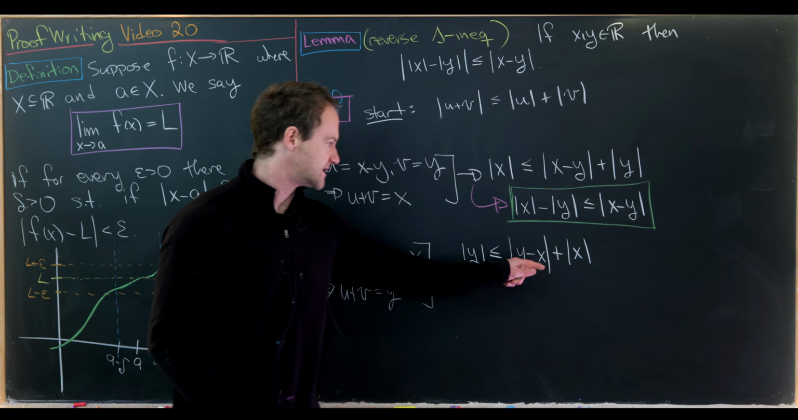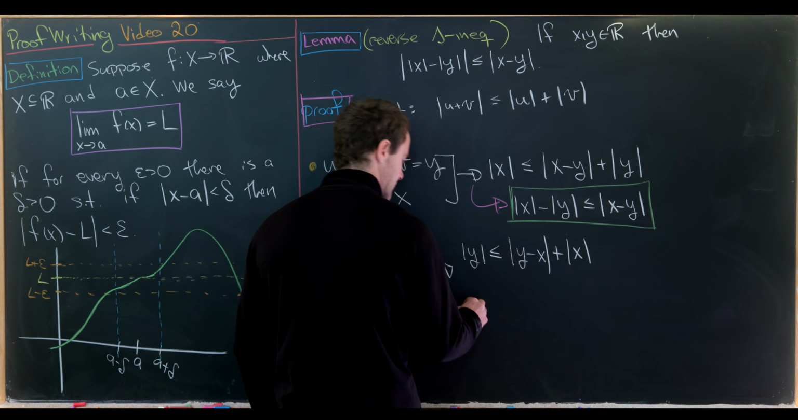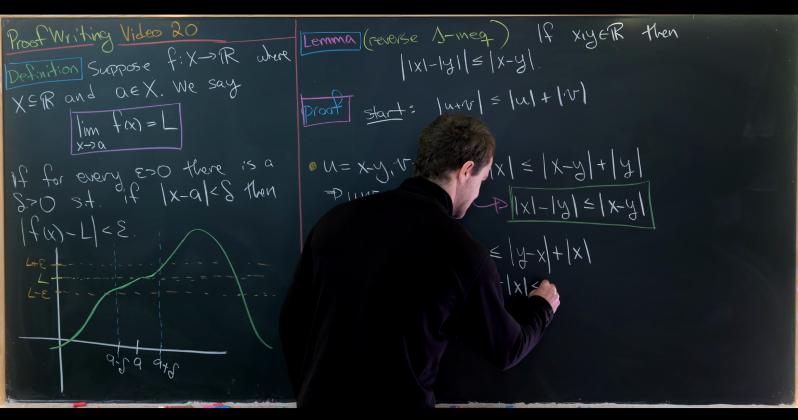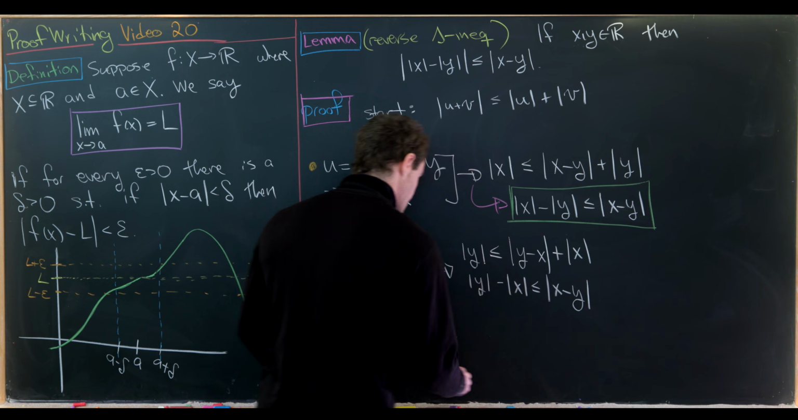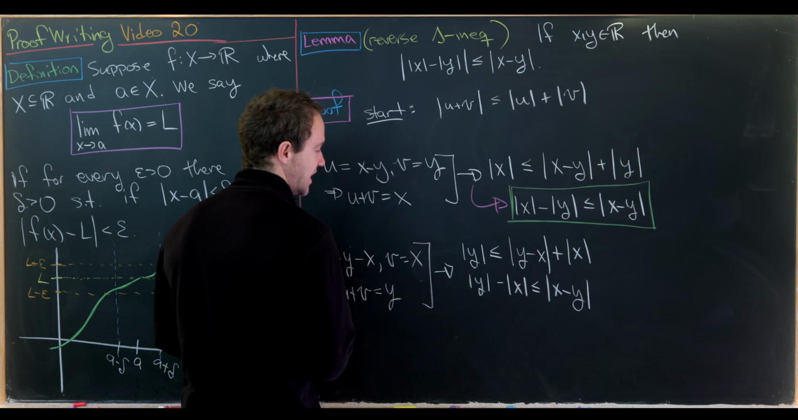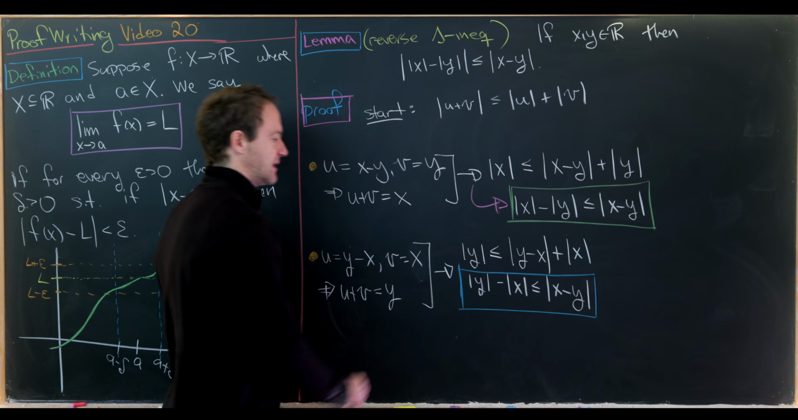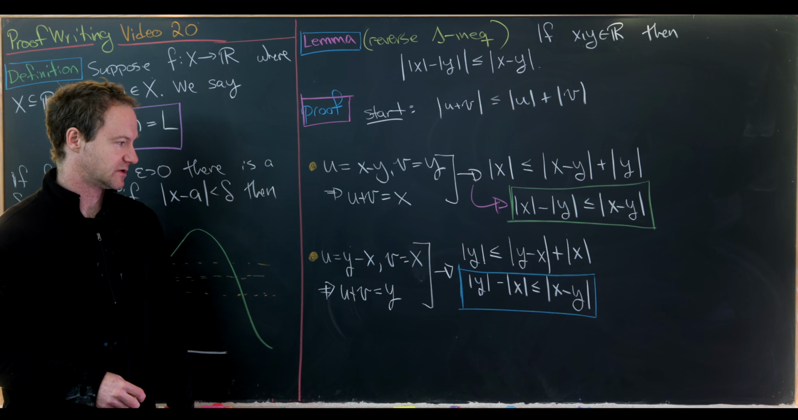But now let's move some things around here and see what we get. So here we'll have the absolute value of y minus the absolute value of x is less than or equal to the absolute value of x minus y, where I took the opportunity to change the order of subtraction from y minus x to x minus y, given that I'm inside of absolute values. So that's not really a problem.